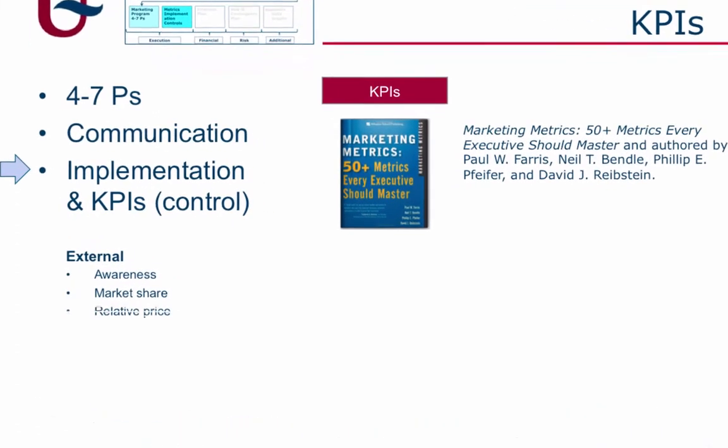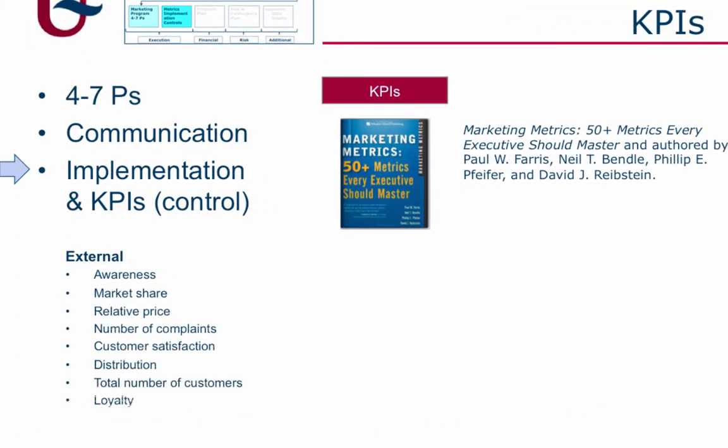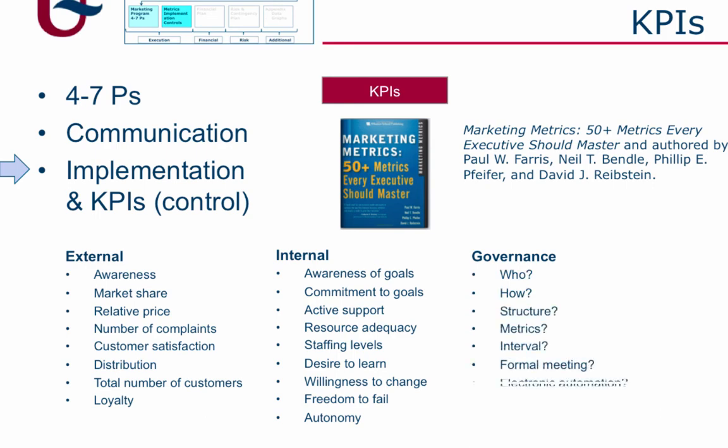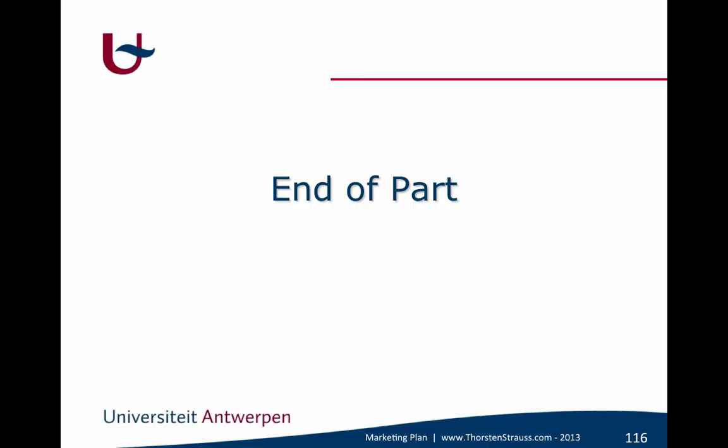And here are some of the KPIs for external. We're talking about awareness, market share, relative price, distribution, loyalty. Here are some of the KPIs that you can measure externally and internally, and we talked about some of these already in the analysis part of the marketing plan. And that is the end of the part.